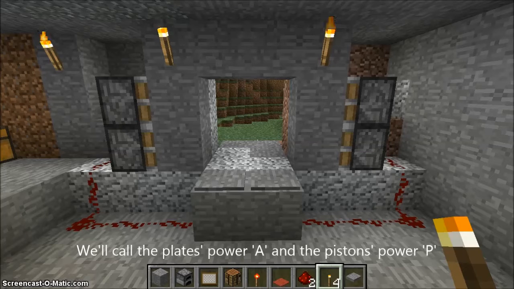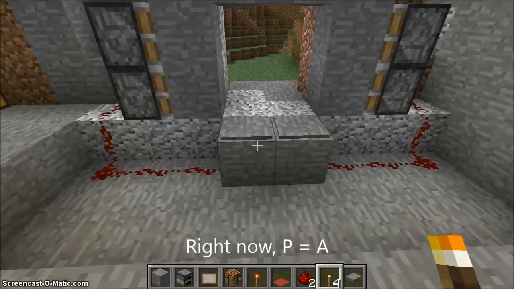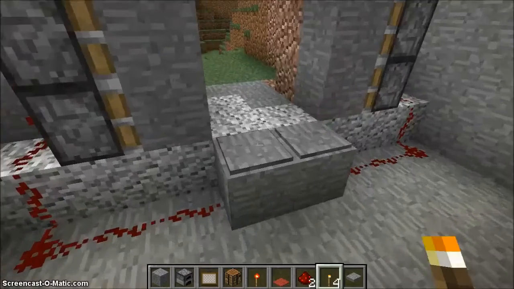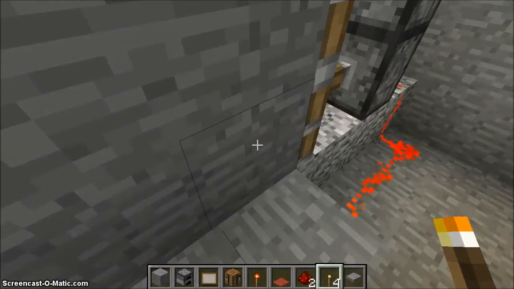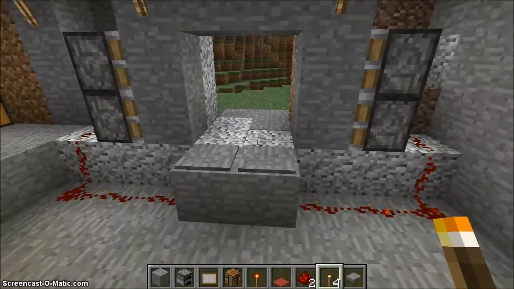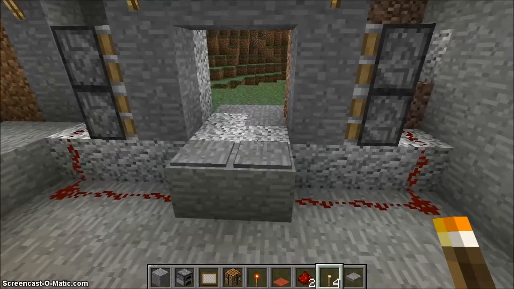I would normally like for the pistons to be extended and for the door to be closed, but as you can see, they have to have an on signal in order to be extended, which is only provided when I step on the plates. As you can see, when I step on the plates, it in fact closes the door. So I really want these pistons to do the opposite of what they'd normally do, which means I'm going to use a NOT gate for this.